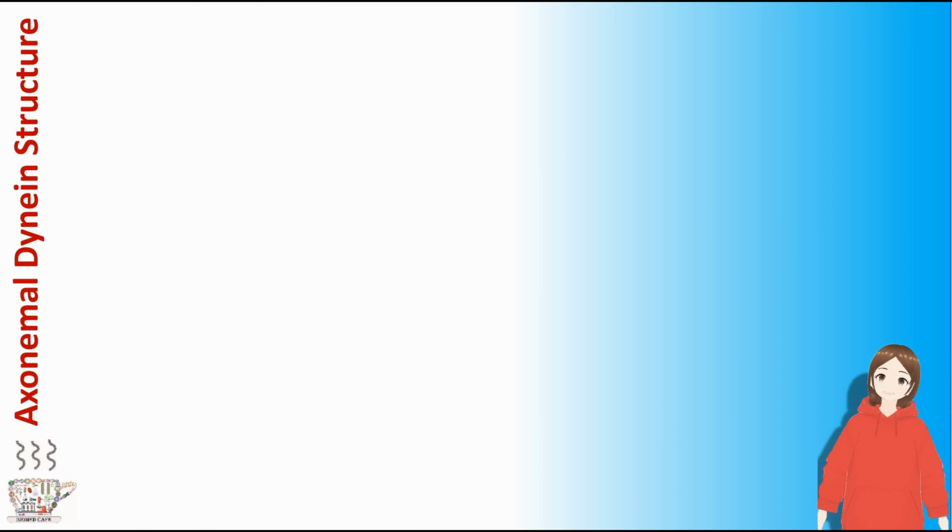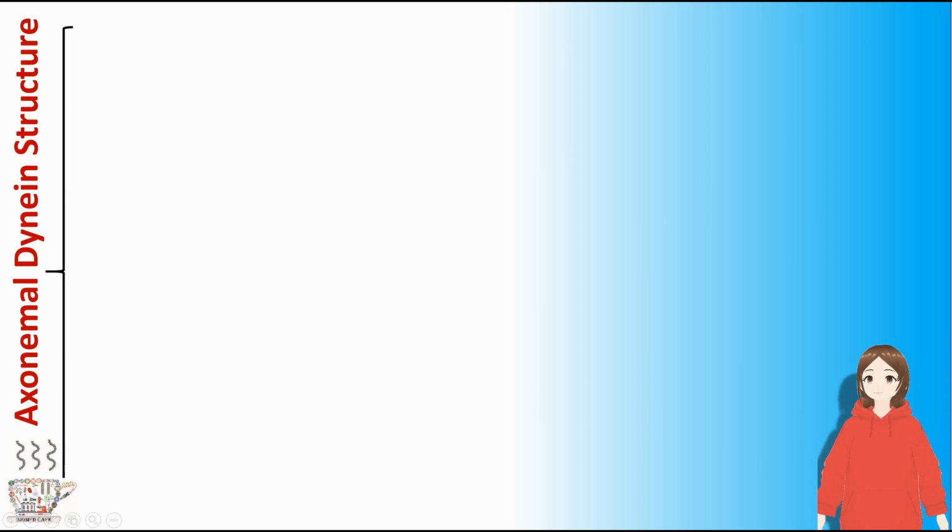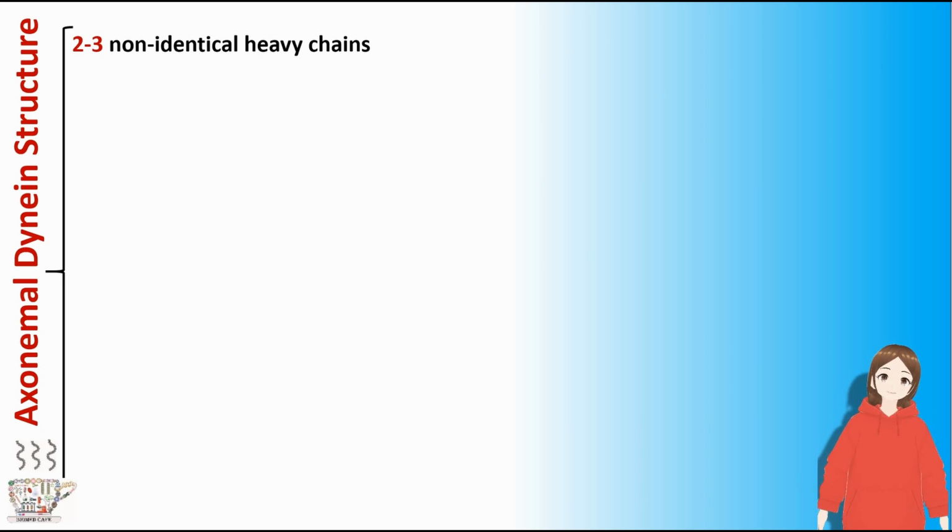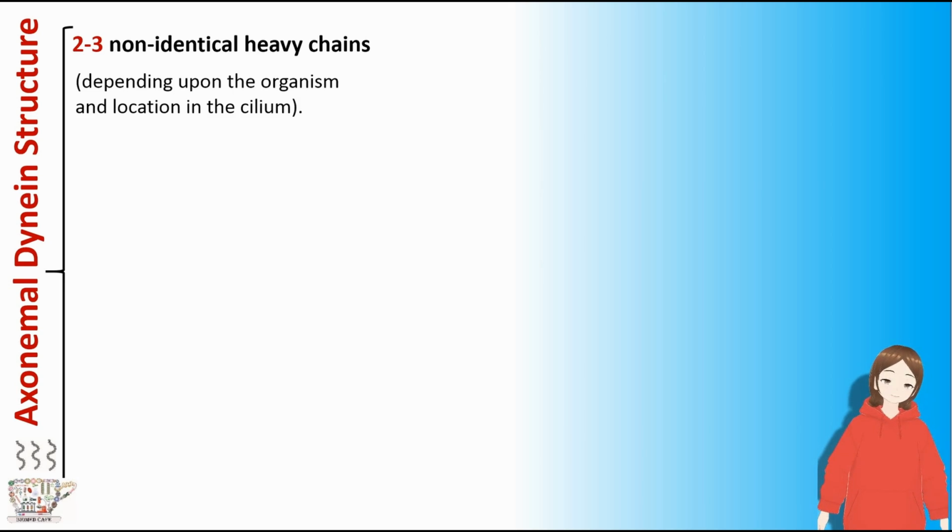Axonemal dynein structure. Axonemal dynein has 2 to 3 non-identical heavy chains in its structure, but 2 or 3 depends upon the organism and location in the cilium. Heavy chains are the motor domain. Each heavy chain has 4 parts.